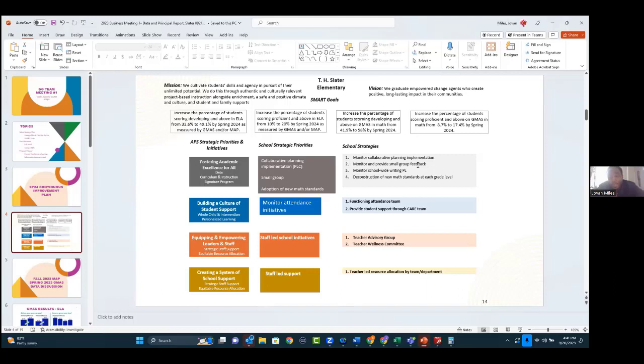Those are the monitoring of collaborative planning, monitoring and providing small group instruction feedback, monitoring school-wide writing PL, and the continuous deconstruction of the new math standards at each grade level. We recently had professional learning this Monday from the folks at Metro RESA, our RESA partners and our Godot partners, to assist us with continuing to deconstruct the new math standards, as well as unpacking all of the different resources that Godot has available for us.